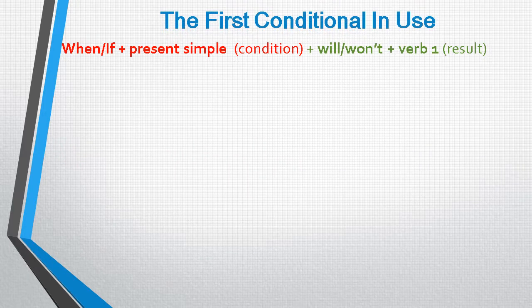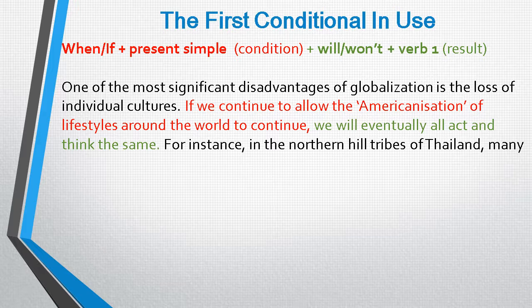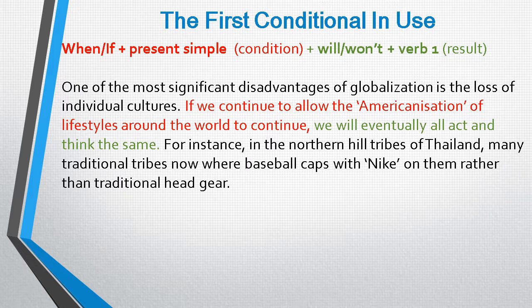One of the most significant disadvantages of globalization is the loss of individual cultures. If we continue to allow the Americanization of lifestyles around the world to continue, we will eventually all act and think the same. For instance, in the northern hill tribes of Thailand, many traditional tribes now wear baseball caps with Nike on them, rather than traditional headgear.